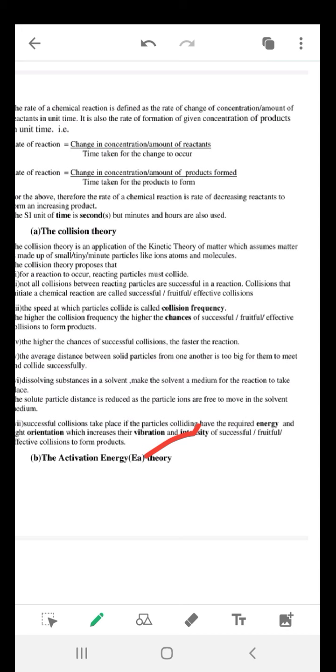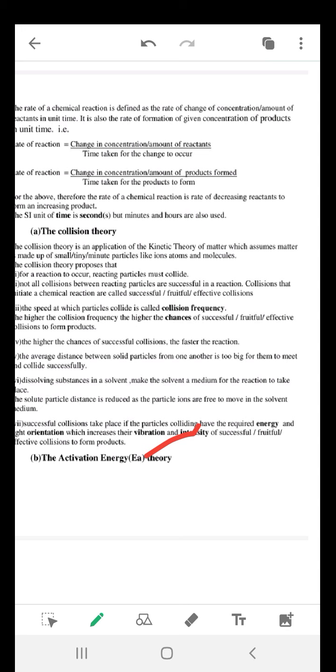I mean collision frequency. The speed at which these particles collide is called collision frequency. And the higher the collision frequency, the higher the chances of successful collisions to form products. So we say that these collisions occur at different speeds, and the speed at which these collisions occur is what we call collision frequency.